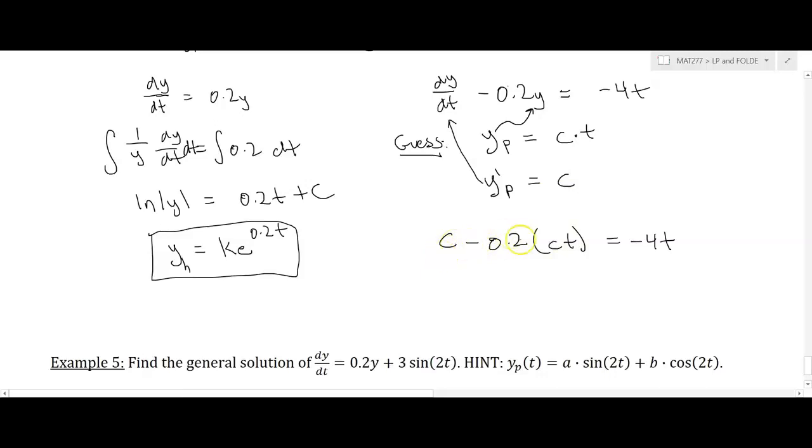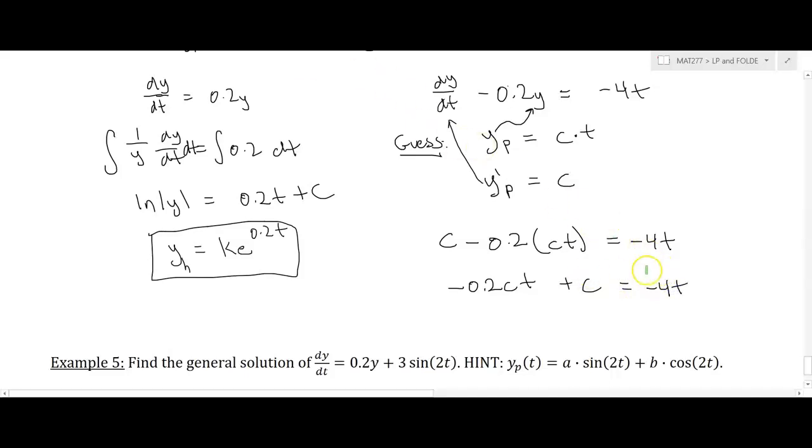So if I do the subtraction on these, the best that I can do here is factor out a c and make this 1 minus 0.2t equals negative 4t, or better yet, let's write it like this. Let's say that we leave this as negative 0.2 ct plus c has to equal negative 4t.